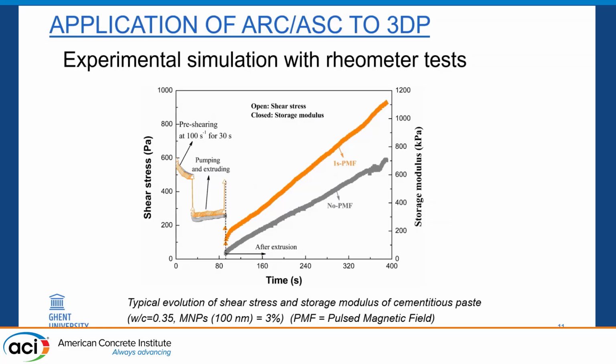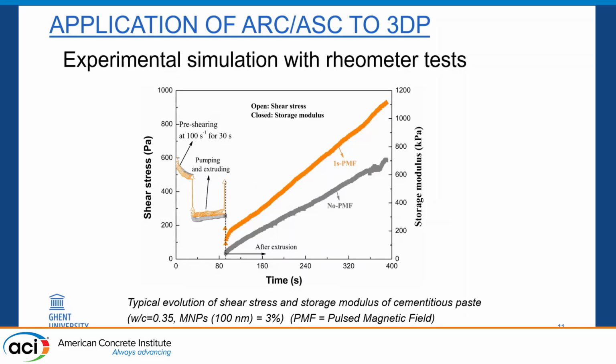So here you see a result for one of the mixtures. We have, let's say, the simulation of the mixing phase, so the pre-shearing in the rheometer. Then we have the lower shear rate period in our rheometer that is more like representing pumping and extruding. And then we can have a 1 second magnetic pulse, and you see the difference of what is happening here.